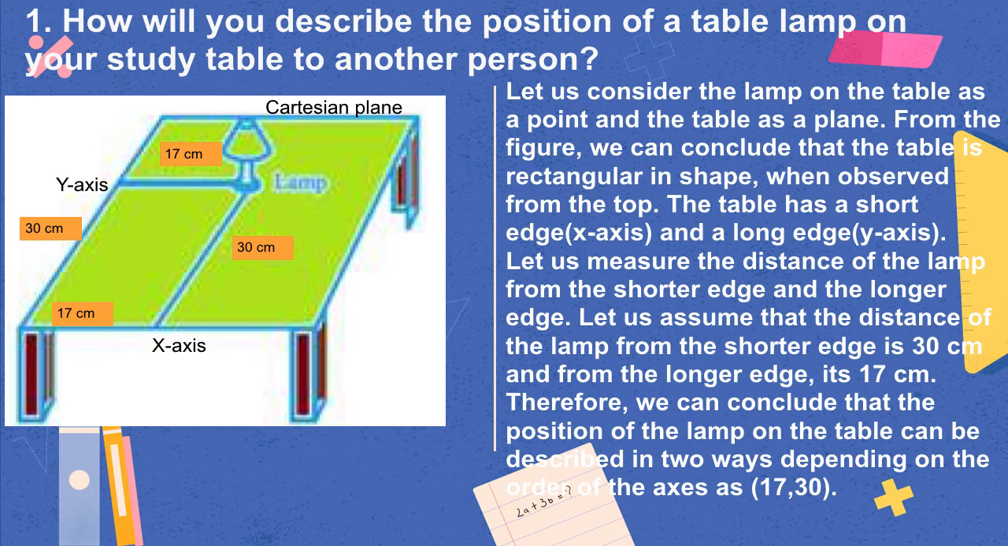Is this clear to everyone? What is the position of the lamp? How much distance has it covered on the x-axis? 17 centimeters. And how much distance has it covered on the y-axis? It is 30 centimeters. So the x-axis distance is 17, so the first number will be 17, and the y-axis distance is 30, so the second number will be 30. So I will write the position of the lamp in brackets, with the abscissa as 17 and the ordinate as 30.